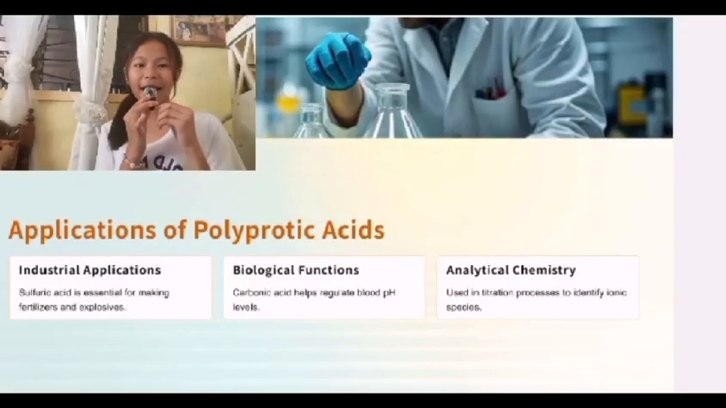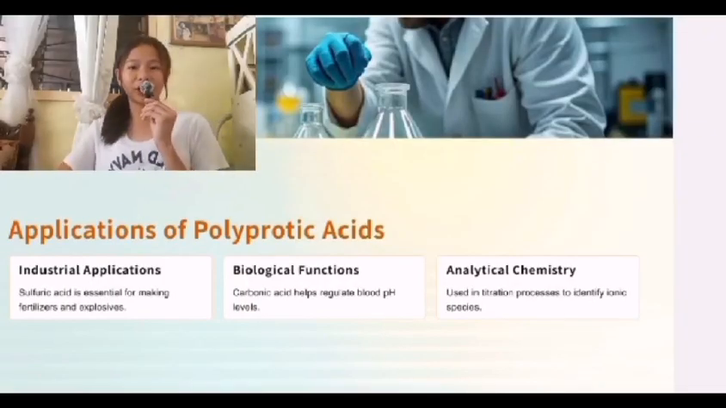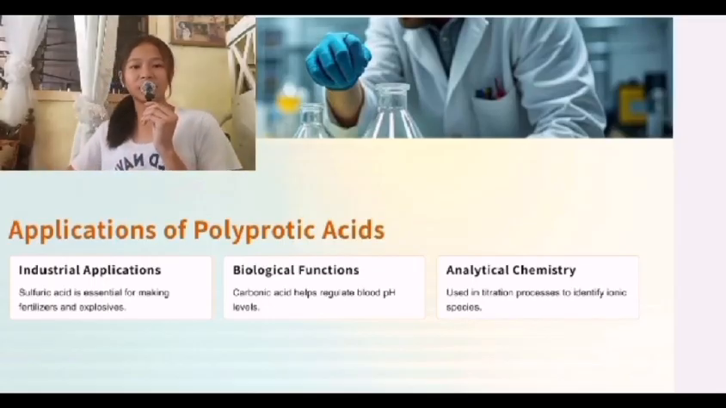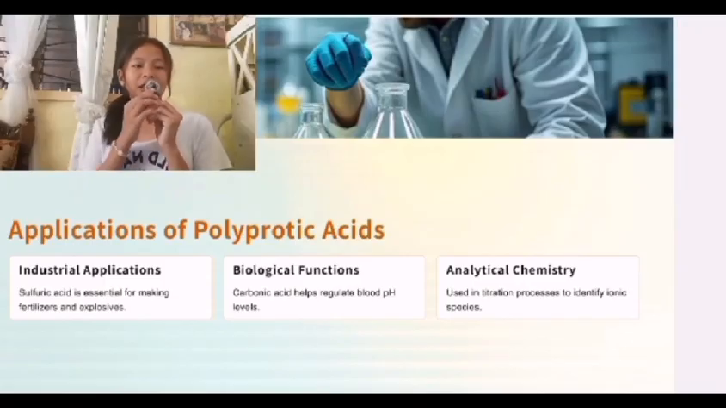Applications of polyprotic acids. In industrial applications, sulfuric acid is essential for making fertilizers and explosives. In biological functions, carbonic acid helps regulate blood pH levels. In analytical chemistry, they are used in titration processes to identify ionic species.